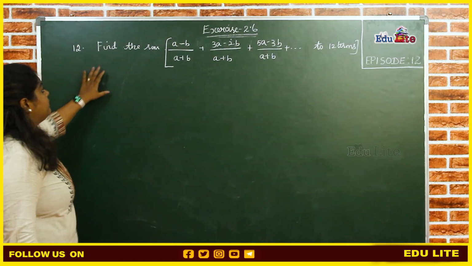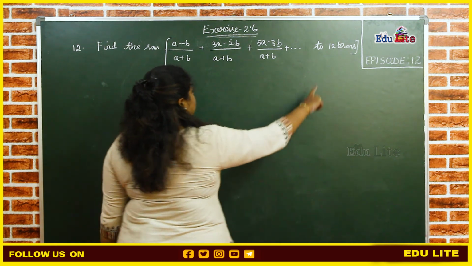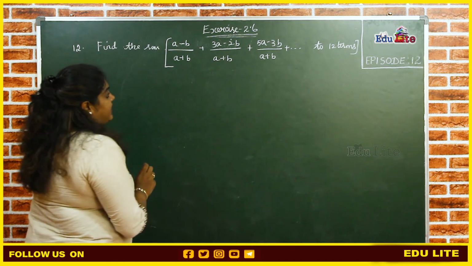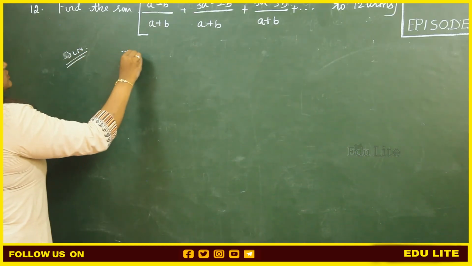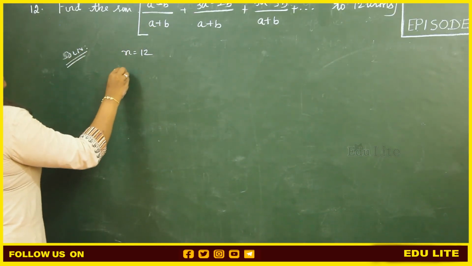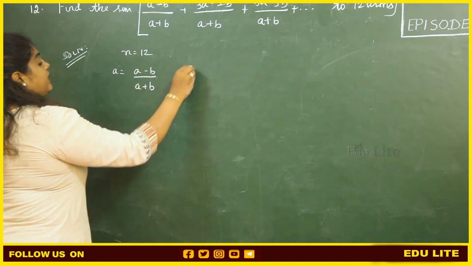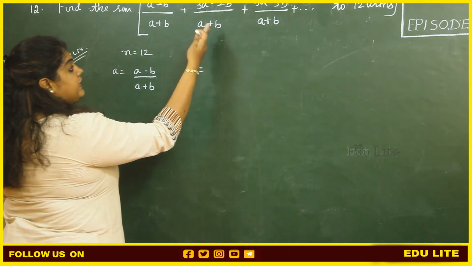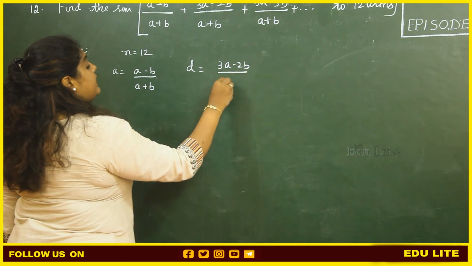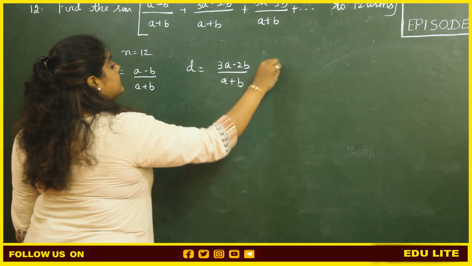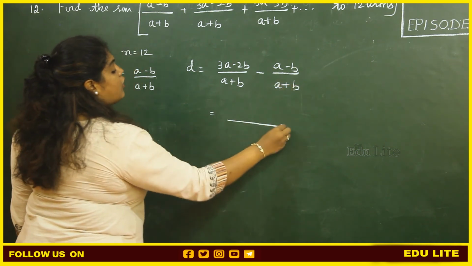So, in the 12th problem we have to find the sum of these terms. Up to 12 terms, in the sense we are given the value of n as 12. So, n equals 12 and the first term is a equals a minus b by a plus b. We can find the value of d by finding t2 minus t1. Therefore, 3a minus 2b by a plus b minus a minus b by a plus b. The denominator a plus b is common to both the terms.